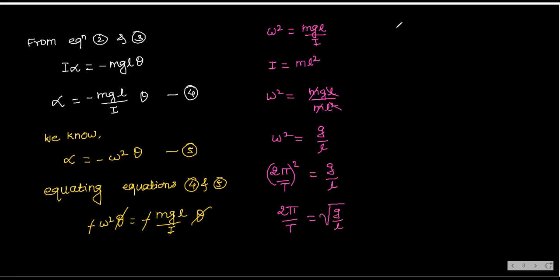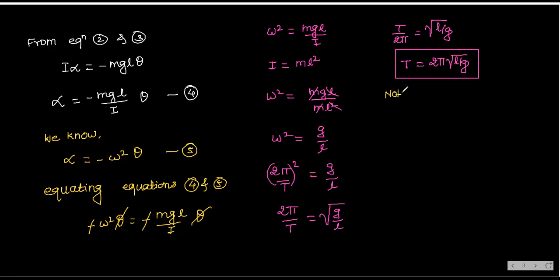Okay. So now, if I am taking reciprocal, then T by 2 pi is equal to under root of L by G, and therefore T is equal to 2 pi under root L by G. This is the time period of a simple pendulum. Yes. So see, note point, very small note point.